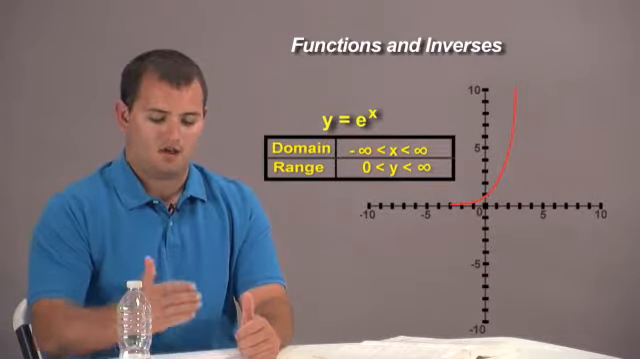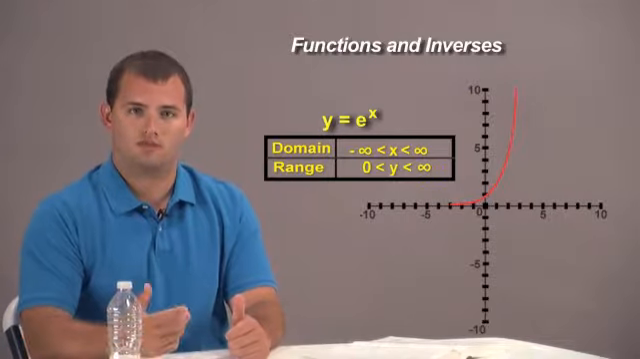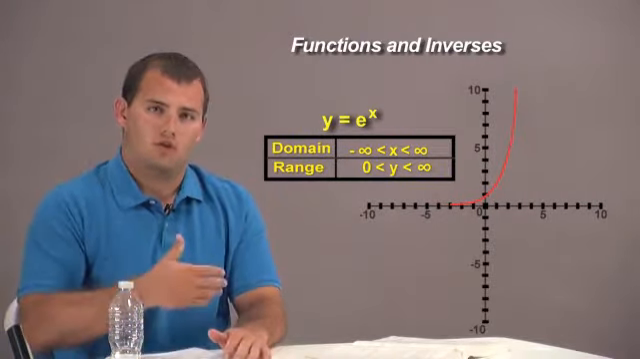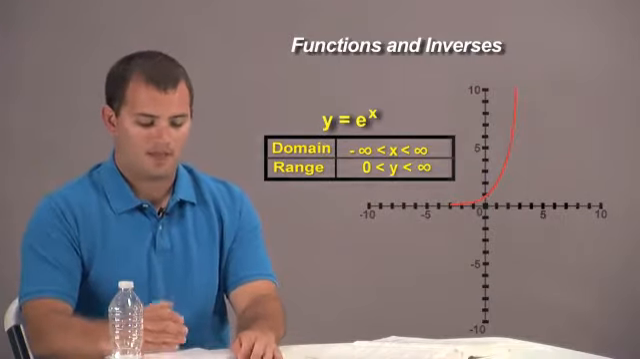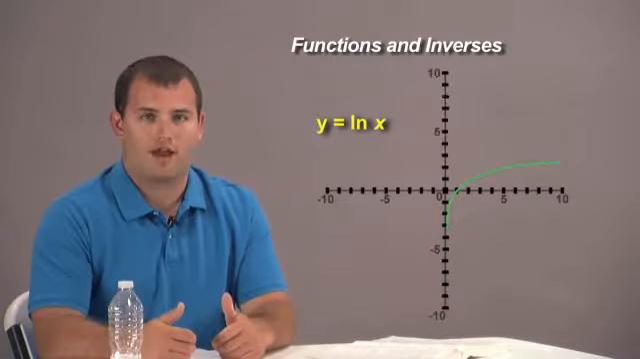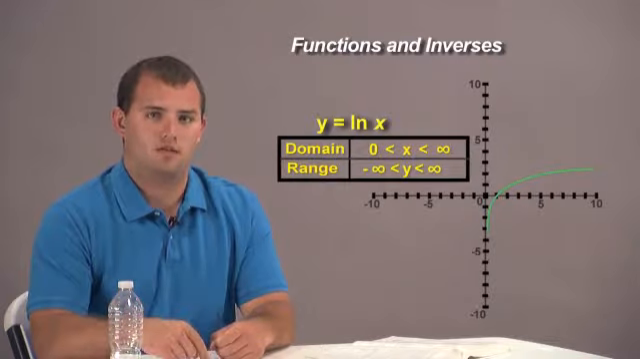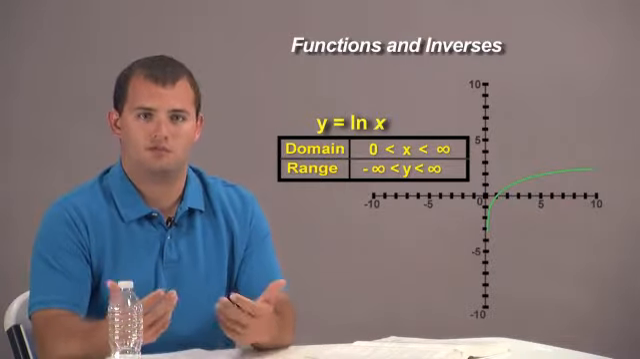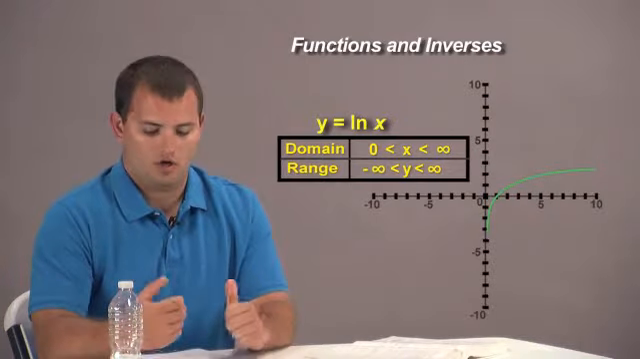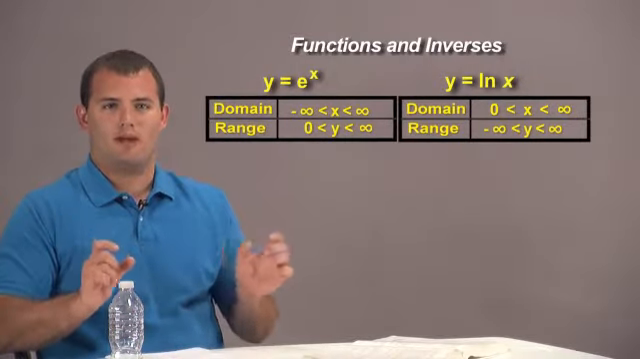The domain is all real values, or x from negative infinity to positive infinity, and the range is y between 0 and positive infinity. And now let's look at its inverse, natural log of x. Here is the graph for that, and its domain and range are this. The domain is 0 to infinity, x lives between 0 and infinity, and the range is negative infinity to positive infinity.